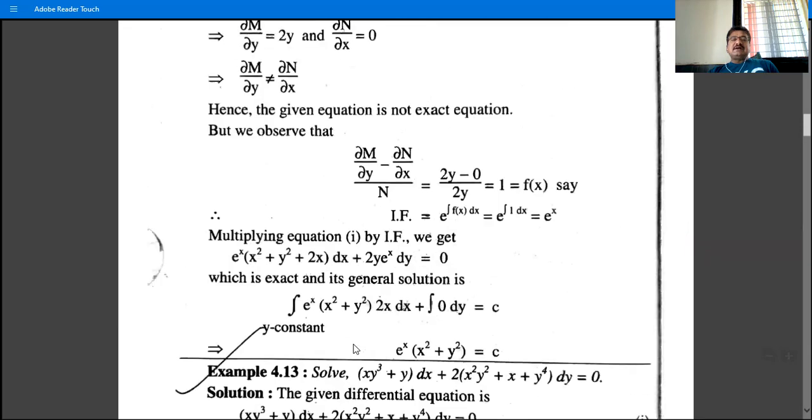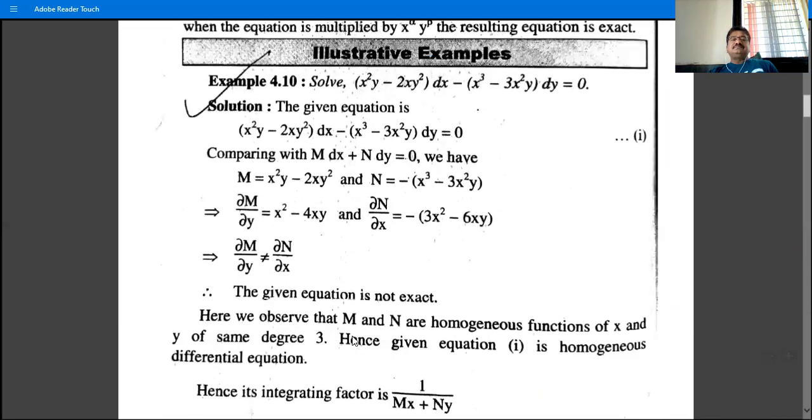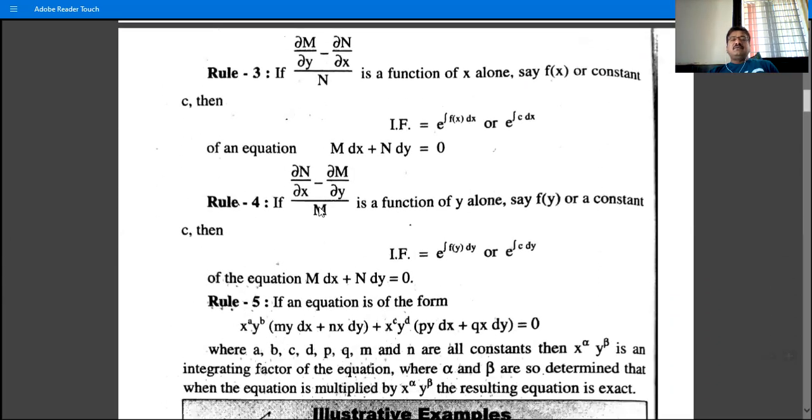So this is the example on rule number 4. Rule number 4: if the given differential equation is not exact, but (del N by del x minus del M by del y) divided by M is a function of y alone, that is a pure function of y, or is constant, then the integrating factor is e raised to the integration of f(y) dy, or e raised to the integration of c dy. Either this is equal to a function of y alone or is a constant quantity, then the integrating factor is this.